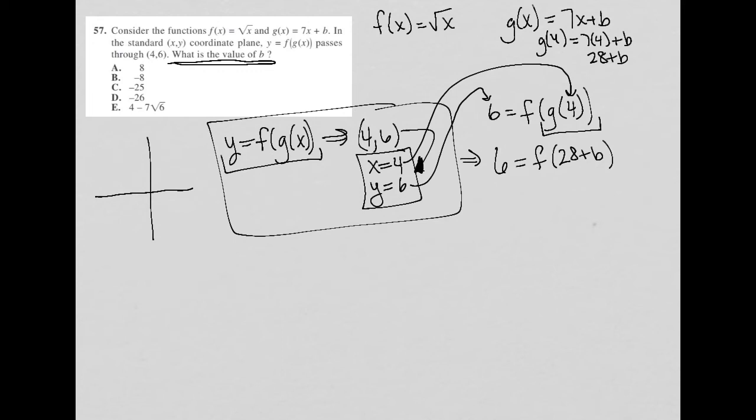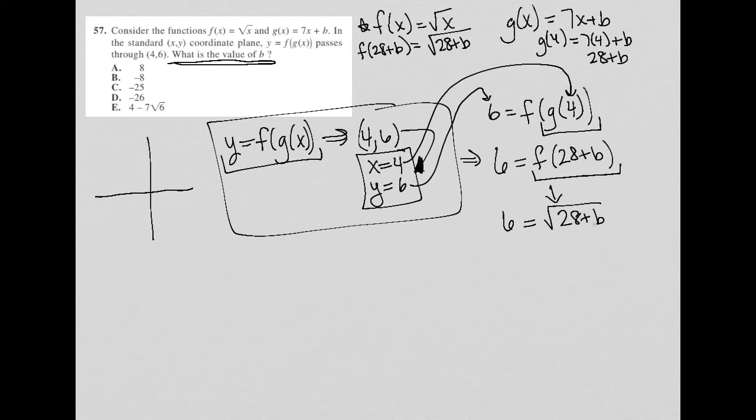All right, well, what is f of 28 plus b, right? So going back up here to my f of x, well, f of 28 plus b is just the square root of 28 plus b, because I just replaced x with what's inside the parentheses. So the equation that I am left with is 6 equals the square root of 28 plus b. Now, how do I solve this? Well, I want to solve for b. B is in my equation, so I'm doing pretty good so far.